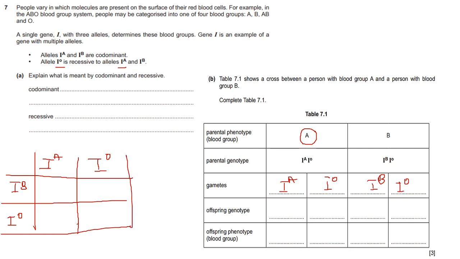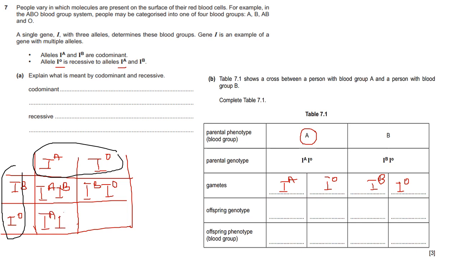Okay, so now let's see here. This would be IA, IB. Remember you're crossing what's on top here with what's by the side here. I'm just going to use a black ink. So that's IA, IB. This will be IB, IO. And then over here it's IA, IO. And here it's IO, IO.